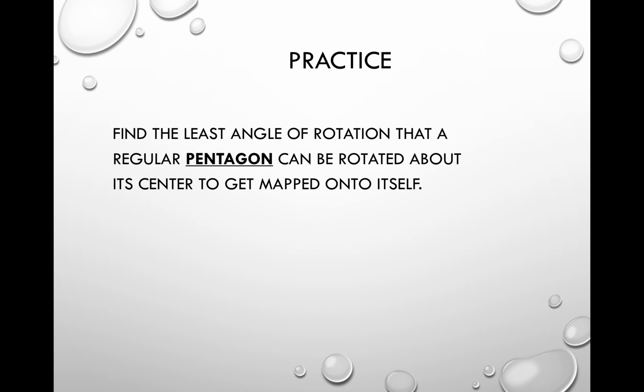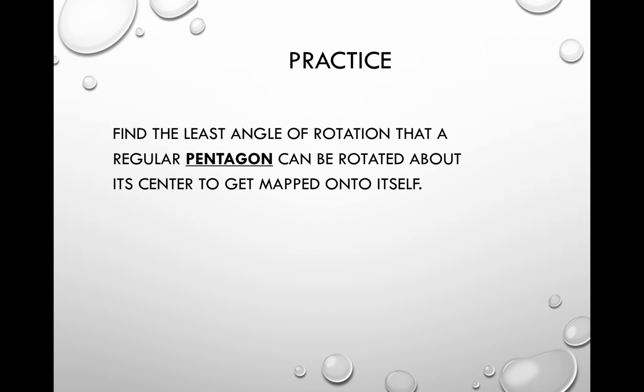So let's see if you guys can figure this out yourselves. If you don't want to do this, then you don't have to. You guys can just move on to your worksheet. So find the least angle of rotation that a regular pentagon can be rotated about its center to get mapped onto itself. So when I'm trying to find out the rotation angle, that means I'm using that 360 degrees divided by the number of sides.